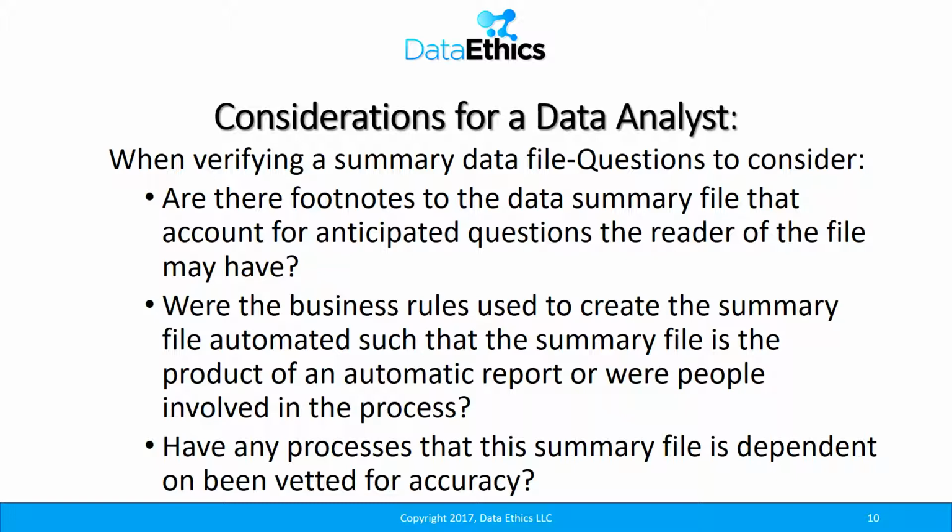Also think about whether there are footnotes to the data summary file that account for questions the reader may have, so that things are explained and it's easier for the reader to understand. Were business rules used to create the summary file automated, such that the file was a product of an automated report? Or are people involved in the process? That will have a definite effect on how you're verifying this information. More than likely, if it's automated, it's been verified, and then periodically you're continuing to verify the accuracy of that automated process. Have processes that the summary files are dependent on been vetted for accuracy? So getting at basically what I was saying before.